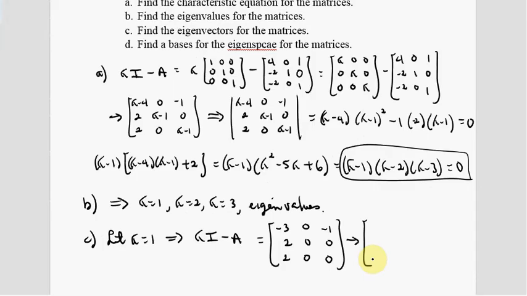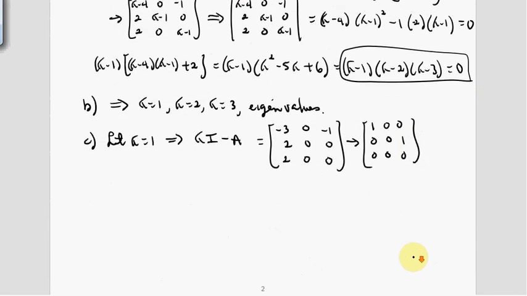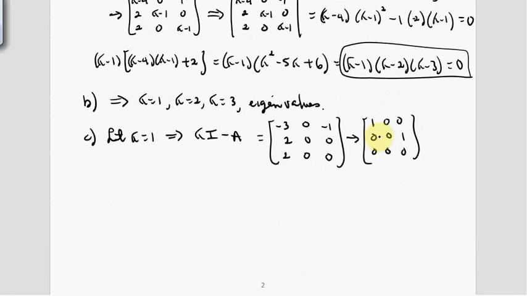Reduce that on your calculator, and you get 1, 0, 0, 0, 0, 1, 0, 0, 0. Now the work begins.